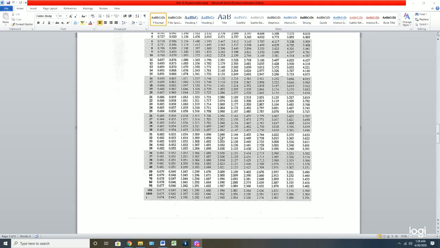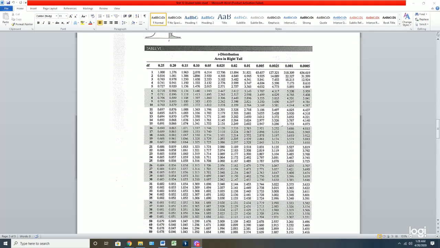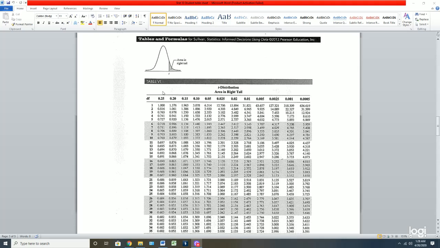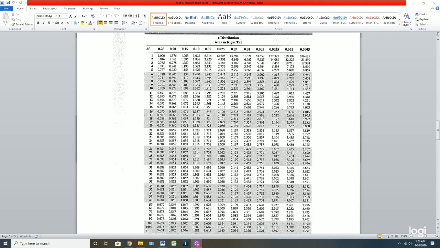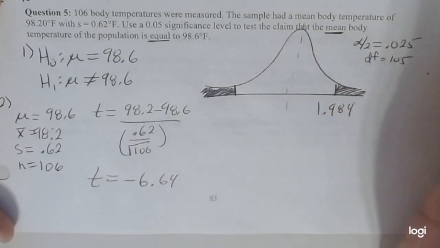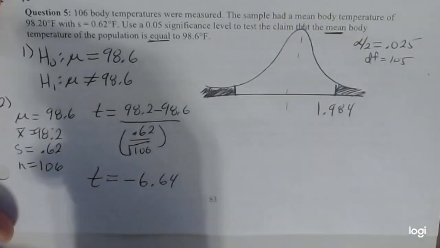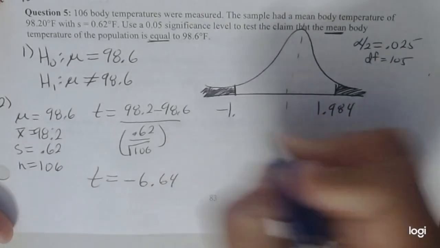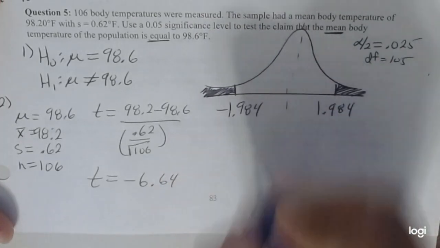Go all the way down. Well, the closest one is going to be 100, right? So it's positive 1.984. Now notice, we should have two of them, right? A negative and a positive. Here's the thing: because our chart always gives you positive, and it's symmetric, we can just put a negative to get the other side. Since we're just given this part of the shading, to get the other part, we just put a negative in front of it. So it's going to look like that for the next portion.